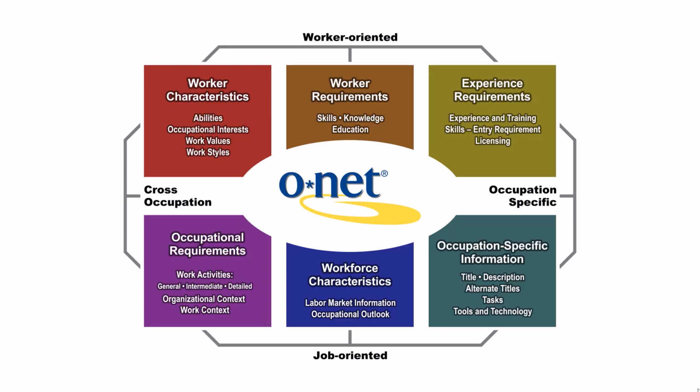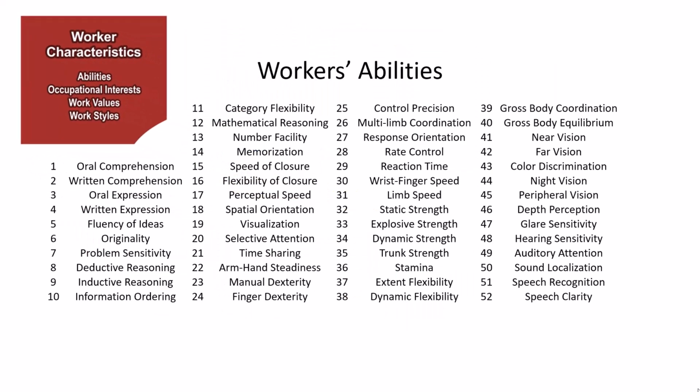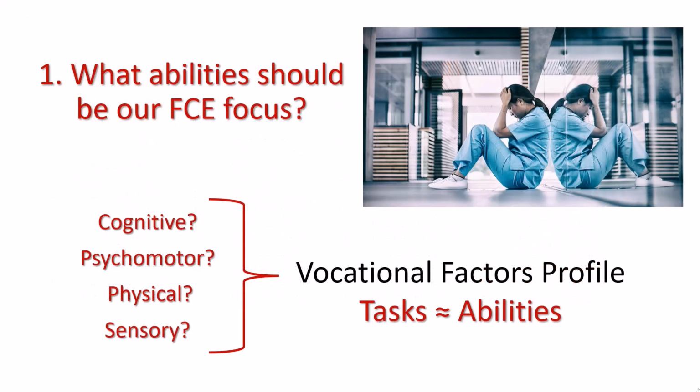One of the 6 segments of the O*NET content model focuses on worker characteristics: the abilities, occupational interests, work values, and work styles that are found in people who are employed in various occupations. Our focus today is on abilities. There are 52 worker abilities: 21 cognitive abilities, 10 psychomotor abilities, 9 physical abilities, and 12 sensory abilities.